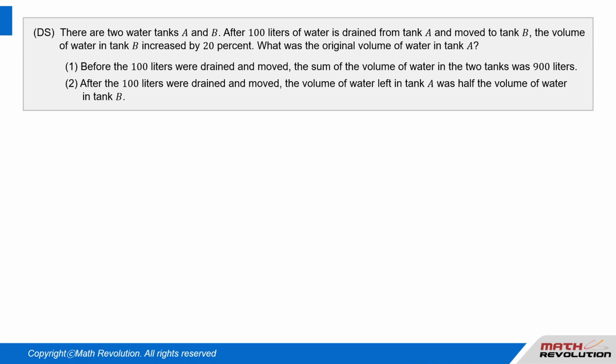Condition 1. Before the 100 liters were drained and moved, the sum of the volume of water in the two tanks was 900 liters. Condition 2. After the 100 liters were drained and moved, the volume of water left in tank A was half the volume of water in tank B.